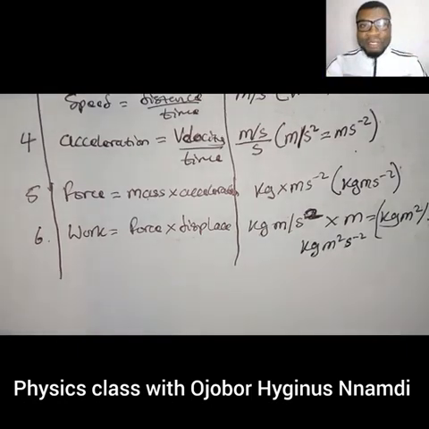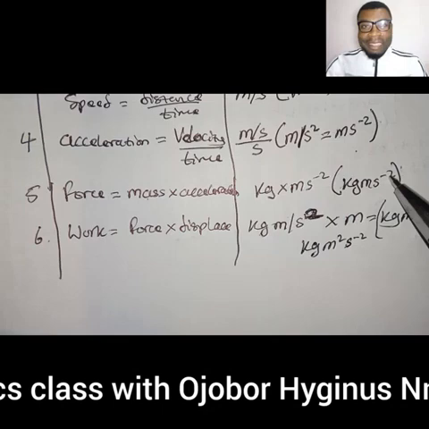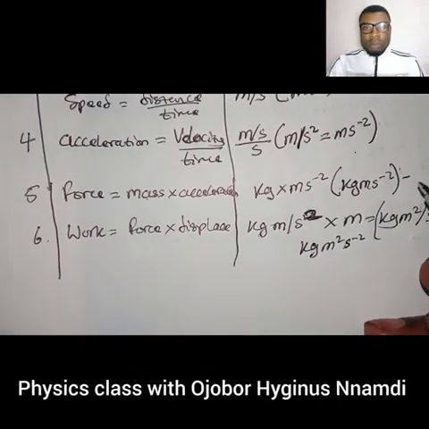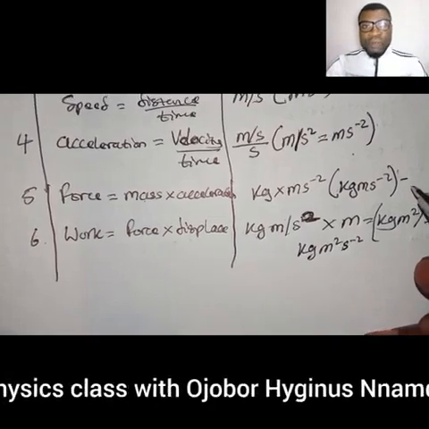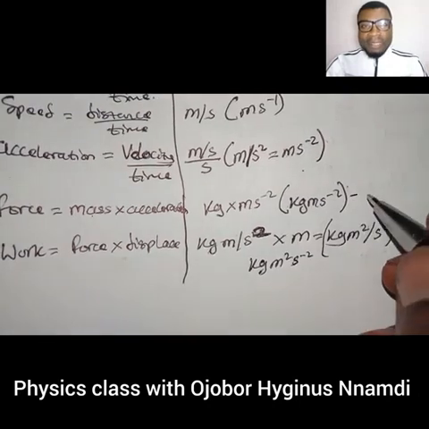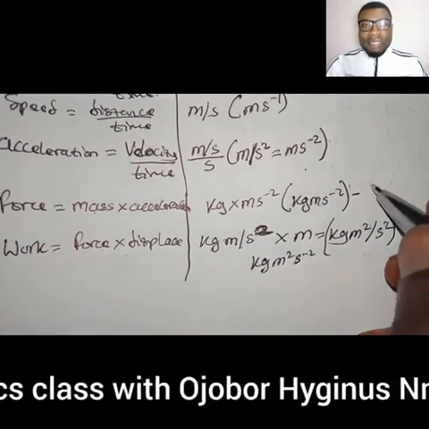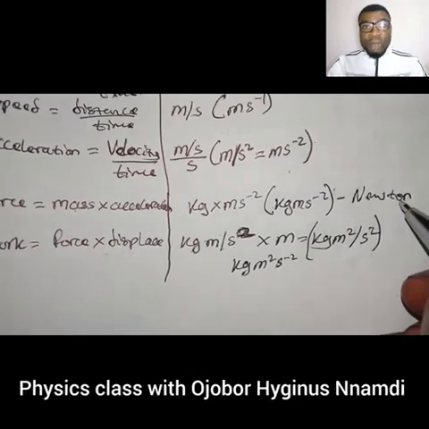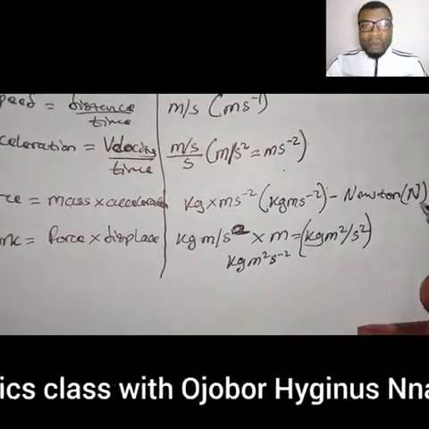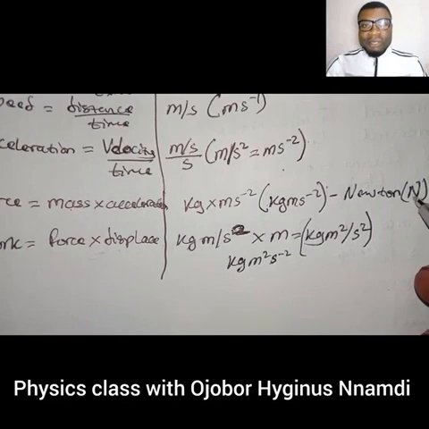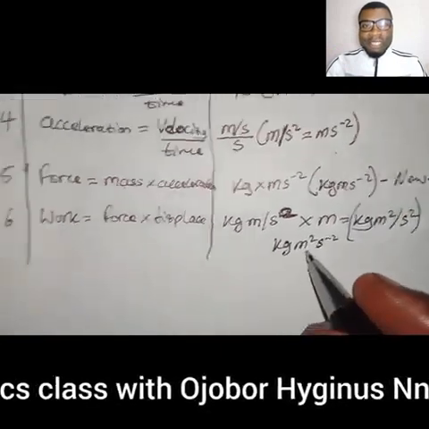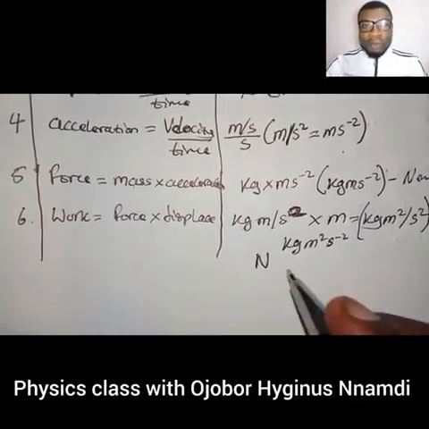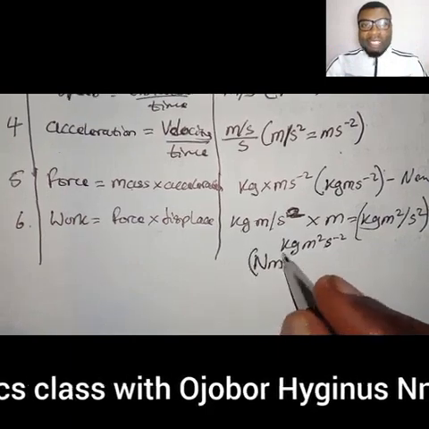But because of the cumbersomeness of some of these units, sometimes we use a single unit to represent them. We represent force using the name of Isaac Newton. So we represent force with what? Newton, written as capital N, instead of kilogram meters per second squared. So Newton is equivalent to kilogram meters per second squared. If force is Newton and work is force times distance, then work is Newton meters as well.